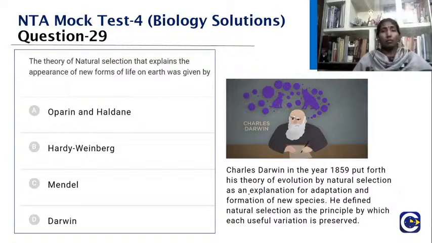He was the one who gave the explanation for adaptation and formation of new species. He defined natural selection and gave the idea of the survival of the fittest. So his topic is The Origin of Species, no? He defined natural selection as the principle by which each useful variation is preserved. So the answer is Darwin.